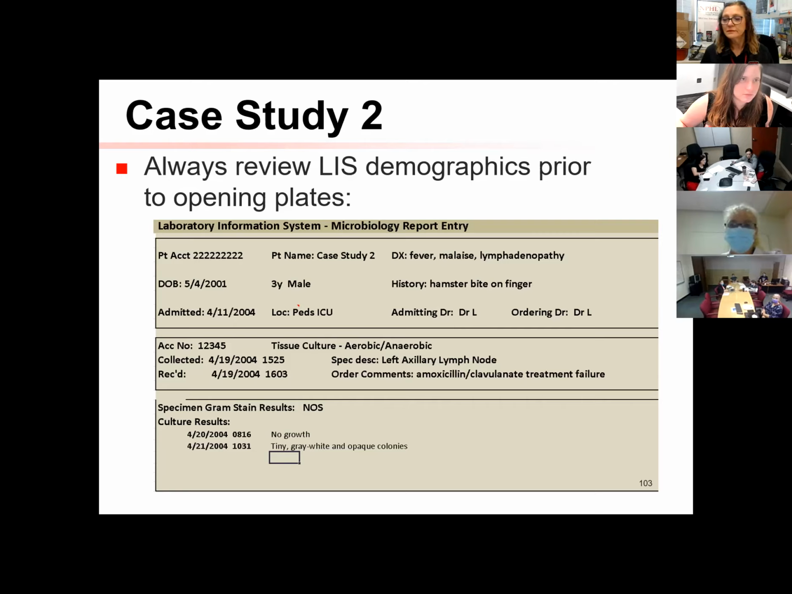Well, lymphadenopathy. I have to apologize. I have a hard time here. Oops. Hold on. Go ahead. Say that again.